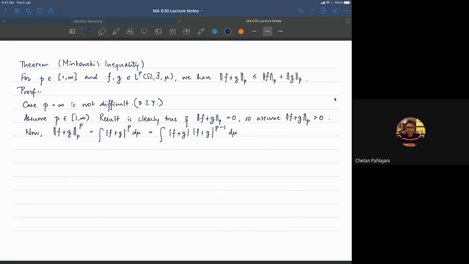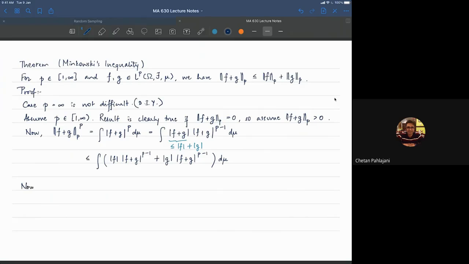Okay, and now I'll use the triangle inequality here and say the absolute value of f plus g is less than or equal to the absolute value of f plus the absolute value of g. All right, so this thing is less than or equal to the integral of |f| times |f + g|^(p-1) plus |g| times |f + g|^(p-1) d mu. Any questions with this? All right, so now what are you going to do?